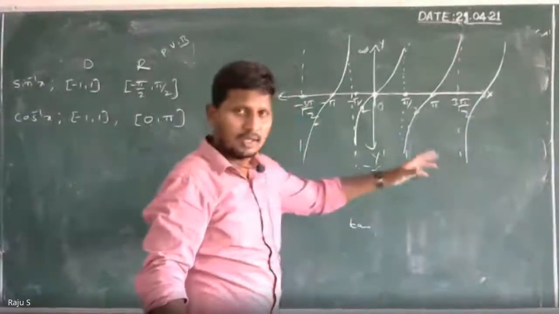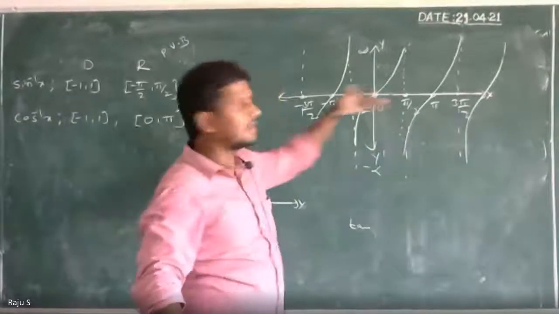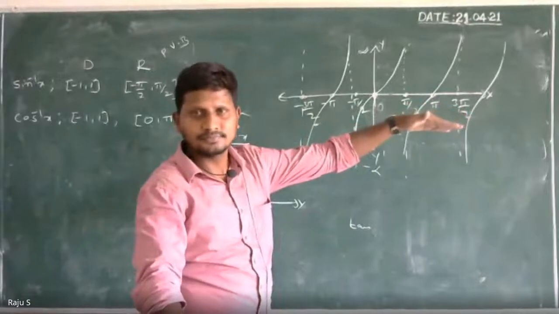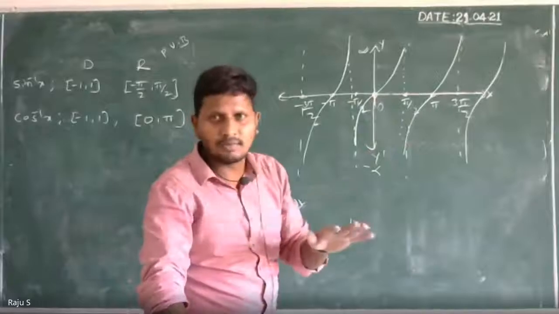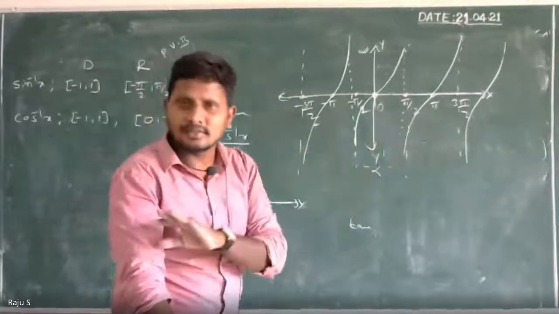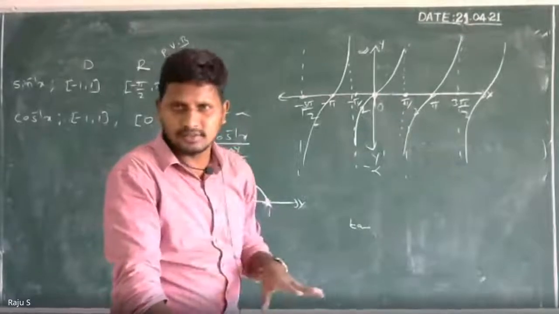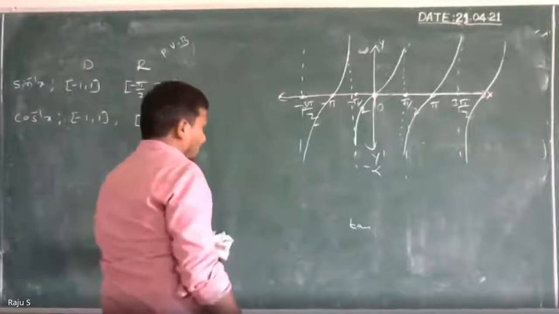Again, every vertical line meets the curve at most at one point, but a horizontal line will meet it at infinitely many points. It is not one. So if we take the domain minus infinity to plus infinity, its inverse does not exist. So again, we can restrict that domain.